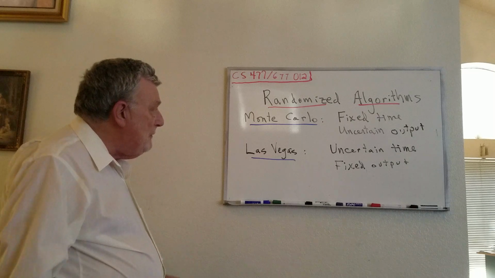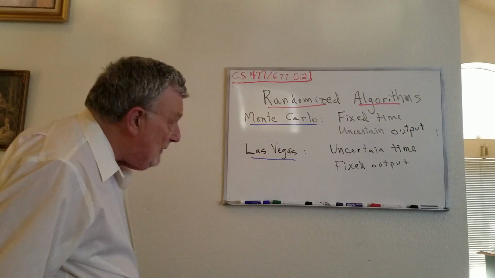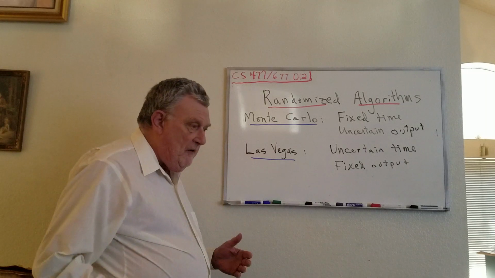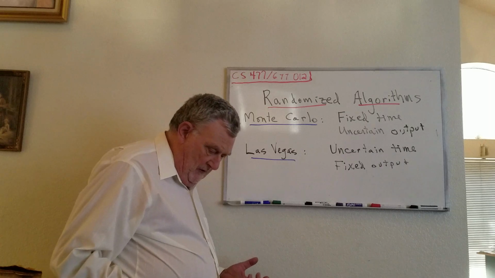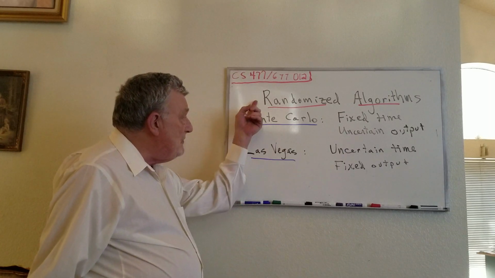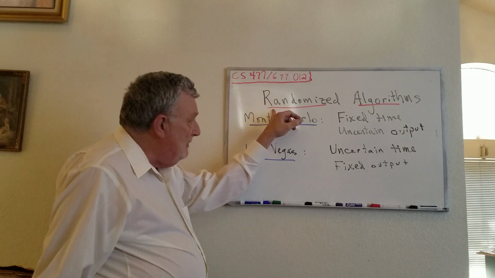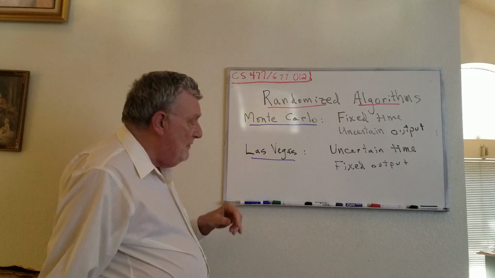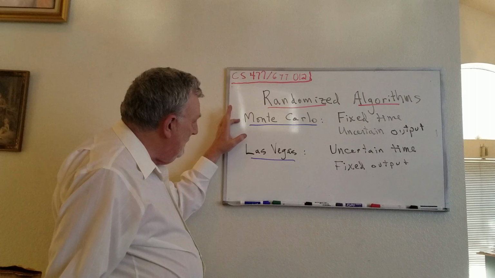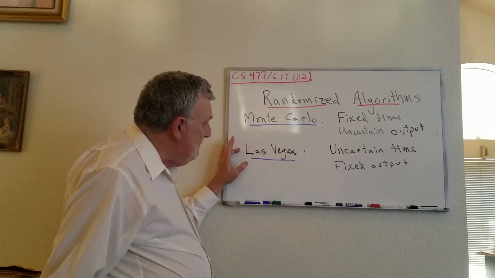I'm just going to briefly mention randomized algorithms. The basic idea of a randomized algorithm is that instead of having a deterministic decision at every step, you can imagine throwing dice or whatever to choose an outcome. Now there are classically two kinds of randomized algorithms: Monte Carlo algorithms and the more recently found Las Vegas algorithms.